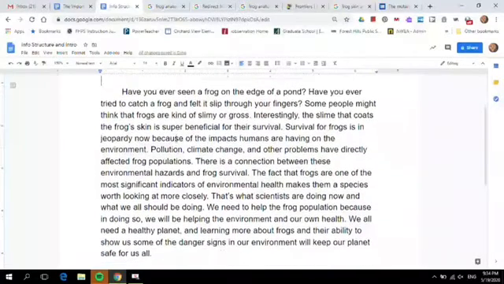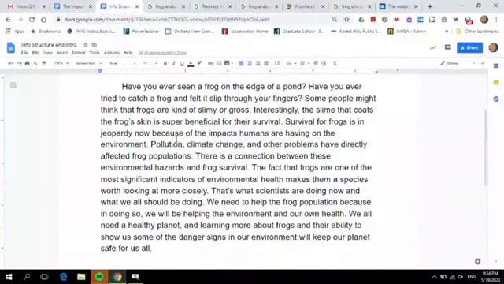Have you ever seen a frog on the edge of a pond? Have you ever tried to catch a frog and felt it slip through your fingers? Some people might think that frogs are kind of slimy or gross. Interestingly, the slime that coats the frog's skin is super beneficial for their survival. Survival for frogs is in jeopardy now because of the impacts humans are having on the environment. Pollution, climate change, and other problems have directly affected frog populations. There is a connection between these environmental hazards and frog survival.